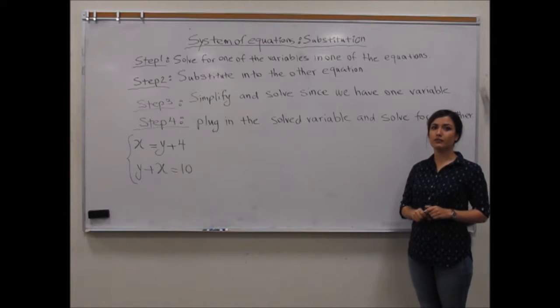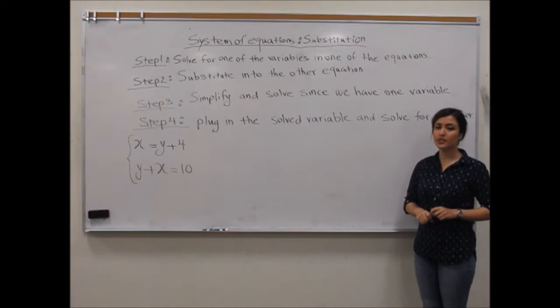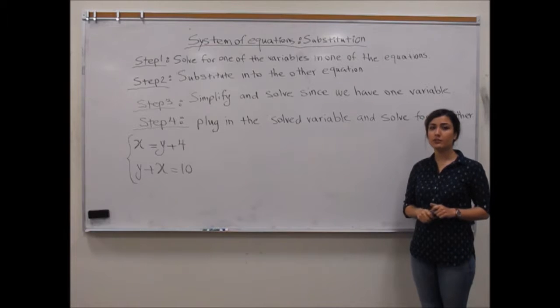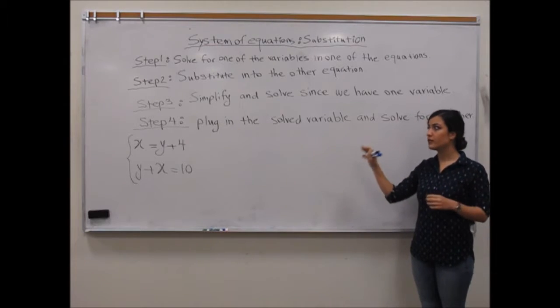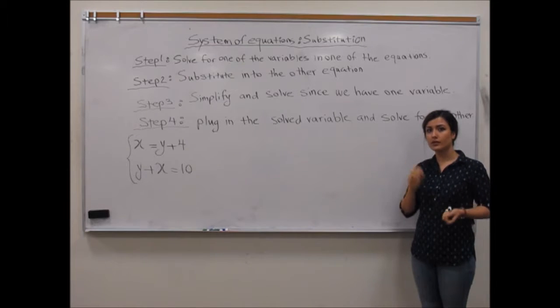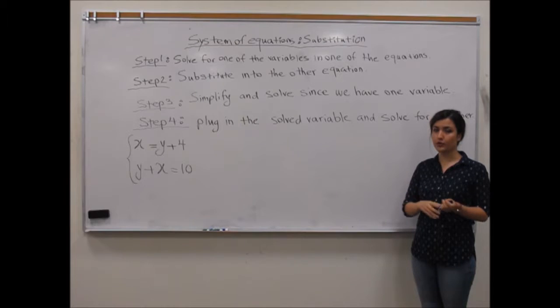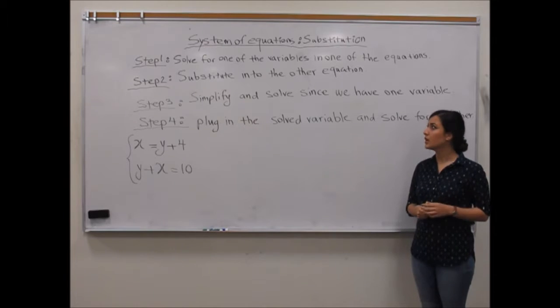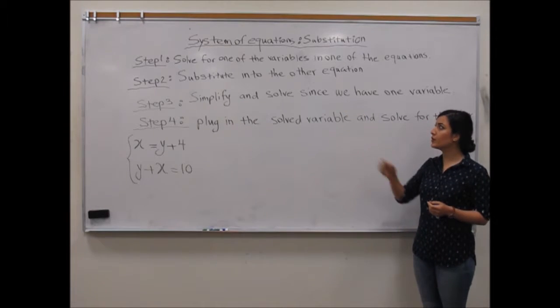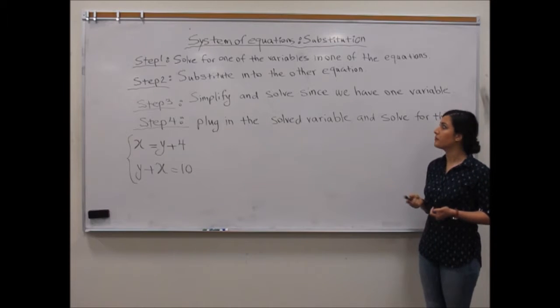One way to solve a system of equations is substitution. The reason we call it substitution is that we're going to take one of the equations, solve for one of the variables, get an expression, and then substitute it into the other equation to solve for both of the variables. So I have 4 steps here for you on the board so that it's easier.